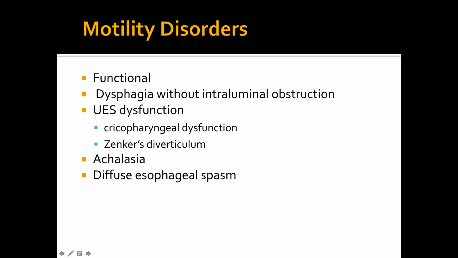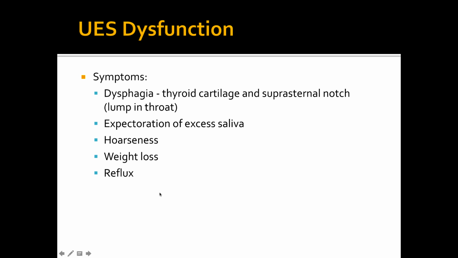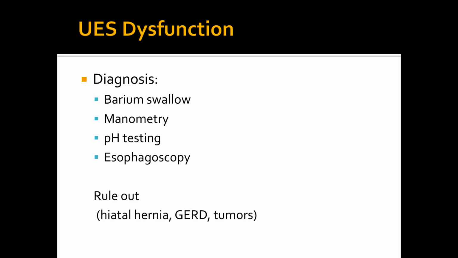All right, so let's go to our clinical scenarios. As far as motility disorders go, we'll be talking about achalasia, some upper esophageal dysfunction, and some spasm, and then we'll talk about reflux as well. Upper esophageal dysfunction is not very common. Patients will have upper esophageal dysphagia type symptoms, where most of the symptoms are concentrated in the neck. They'll have hoarseness, weight loss, and reflux. So the symptoms can be all over the place, but the lump in the throat clues you into more of a proximal esophageal problem.